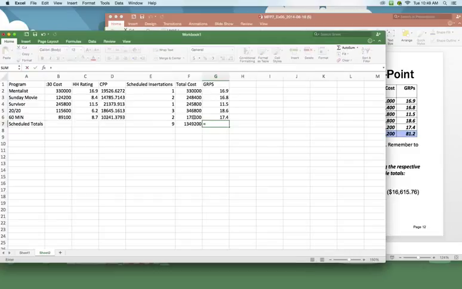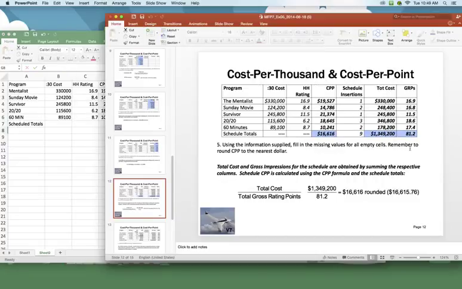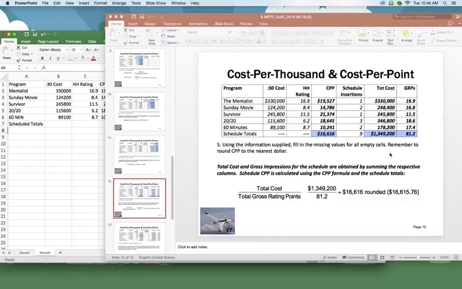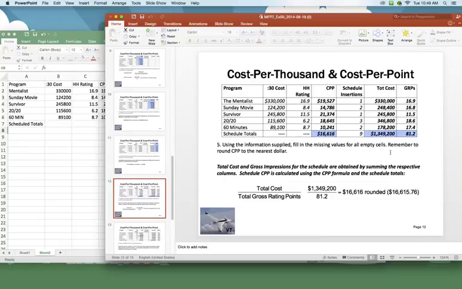Same thing with GRPs. Sum all these little numbers right here. We get 81.2 and 1.3. We'll say 1.3 million in terms of total cost. And again, just easy enough in terms of calculating for CPP is going to be your total cost divided by your GRPs.